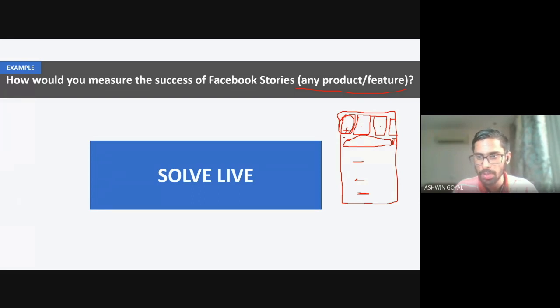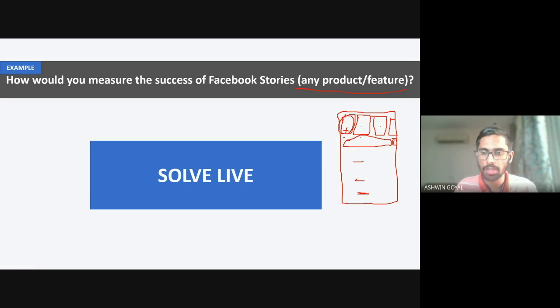What age group is uploading the stories more? This is not a metric. This is a categorization. This will help me identify which age groups are using Facebook stories more. But I want metrics that measure the success, which means how many people are using Facebook stories or uploading new stories, all of that. Okay, how many of the other friends of the user are uploading stories, so that the user is motivated to upload? Yes, this is a metric.